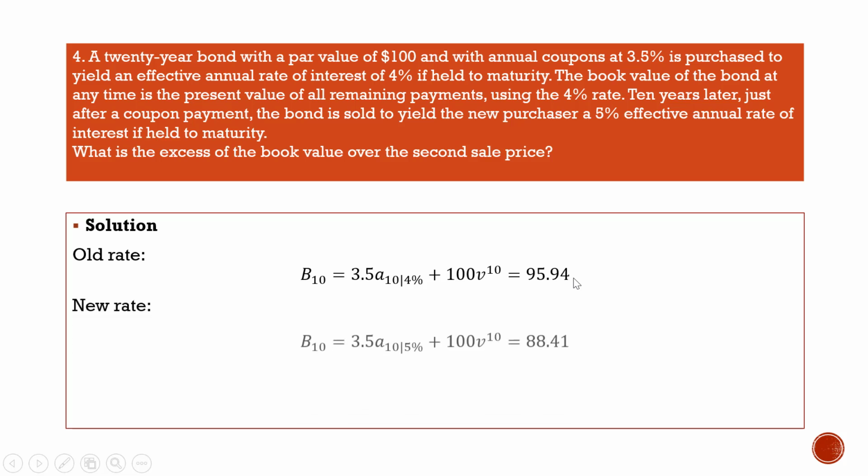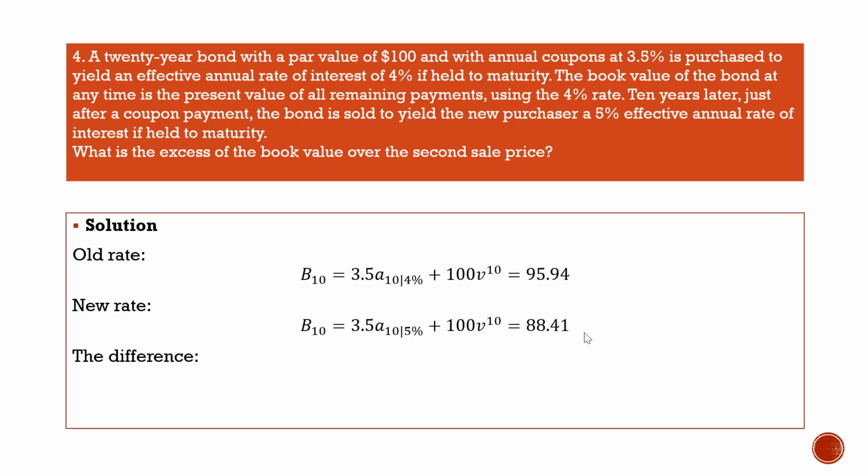Now using the new rate, the book value at time 10 after the 10 coupons, if we start using the 5% interest rate, is 88.41. So the difference, the excess of the book value over the second sale price, is just 7.53. So this is the final answer. The book value can be found just like the amortization method. We have the retrospective and prospective methods. So for this one, we look forward to the remaining payments, the remaining coupons.